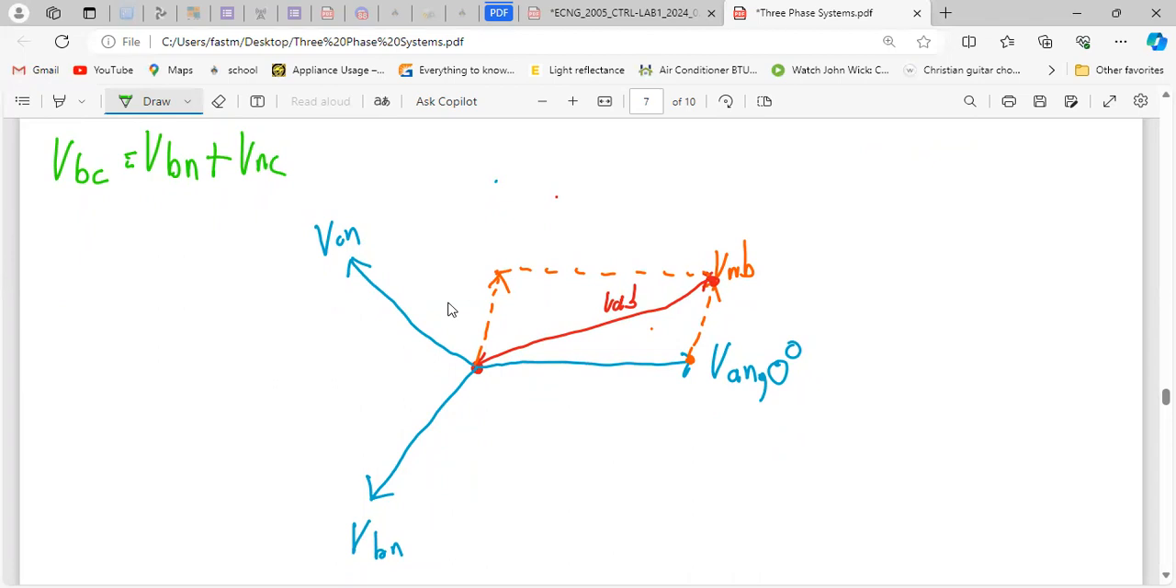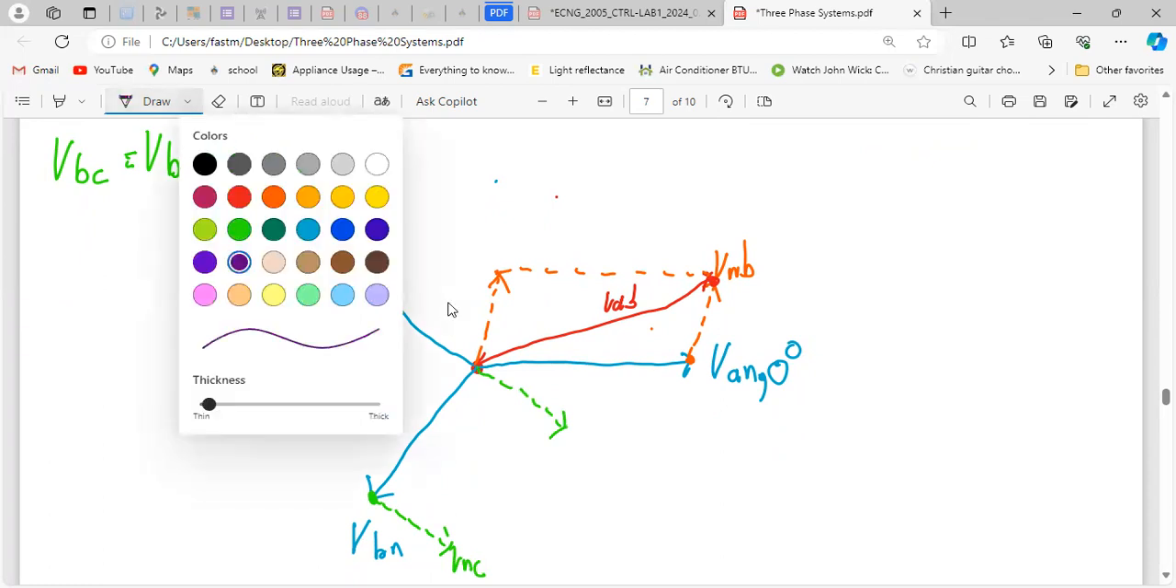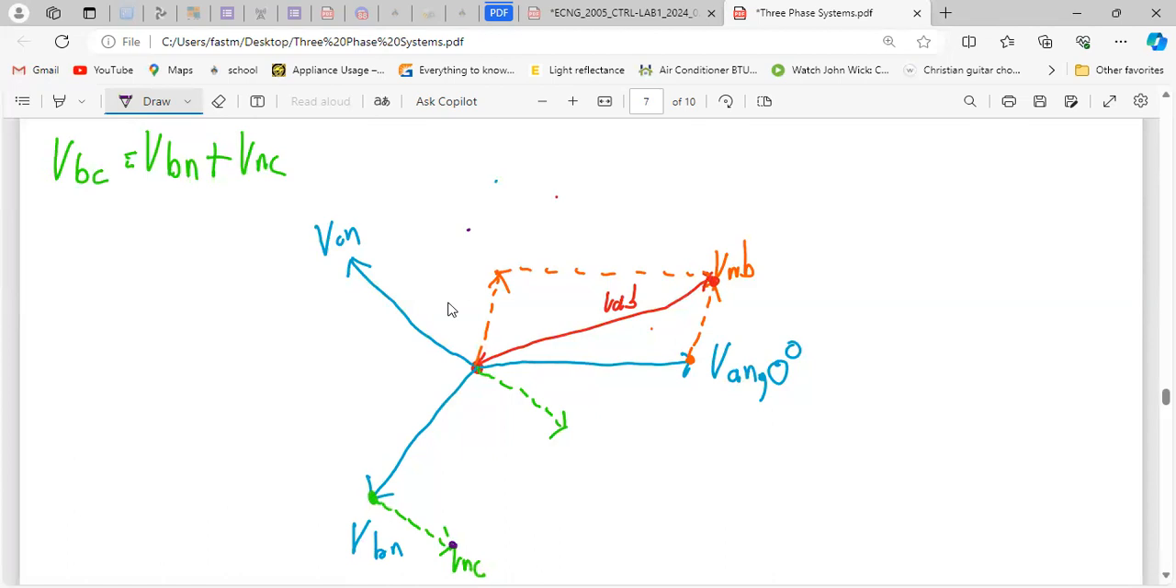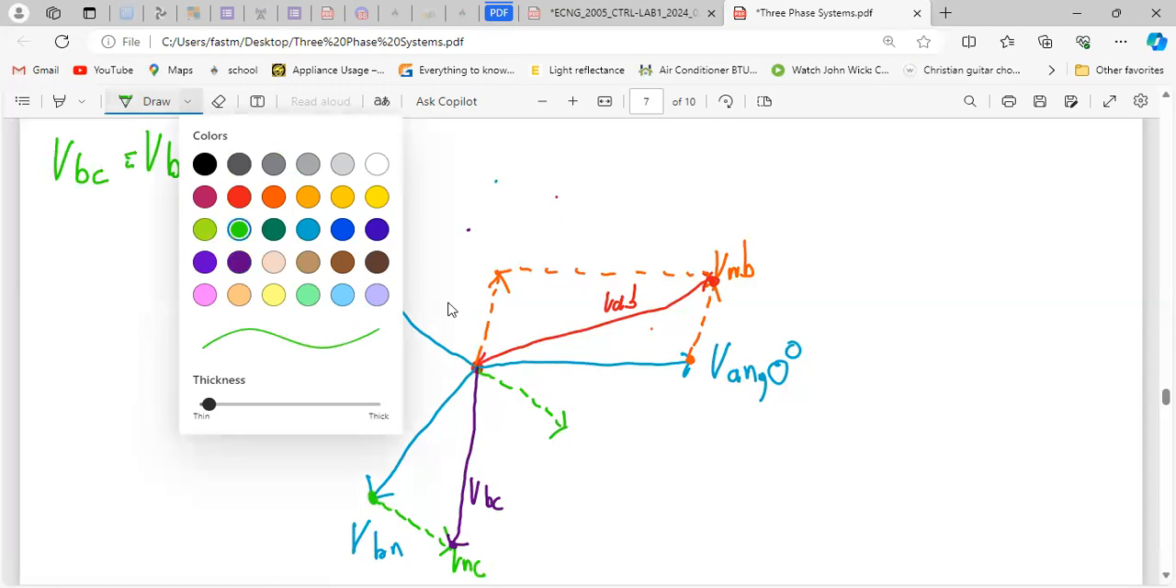Now use the green. We have VBN already. I'll show you how to do it. You can just connect the lines. From here you have VNC, which is going like this. Same thing as before: VNC is the opposite of VCN, so let's draw the parallel to it. Then the middle piece is like vectors: you just connect the two endpoints. That was VBC. To make it look nice, you can connect the other parallel piece.